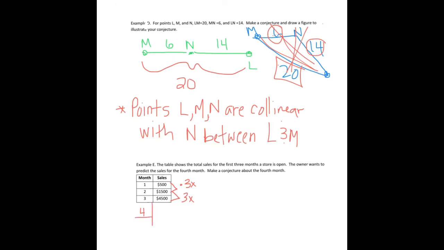So if I were to make a conjecture using this same model of 3 times, then I could predict that the sales would be 13,500 in the 4th month. But my question is, is this realistic? Do you feel like, especially if it's a new store opening or something, the sales are always going to be 3 times greater than the month before? Probably not. We're just making a prediction, so we've done that, okay?